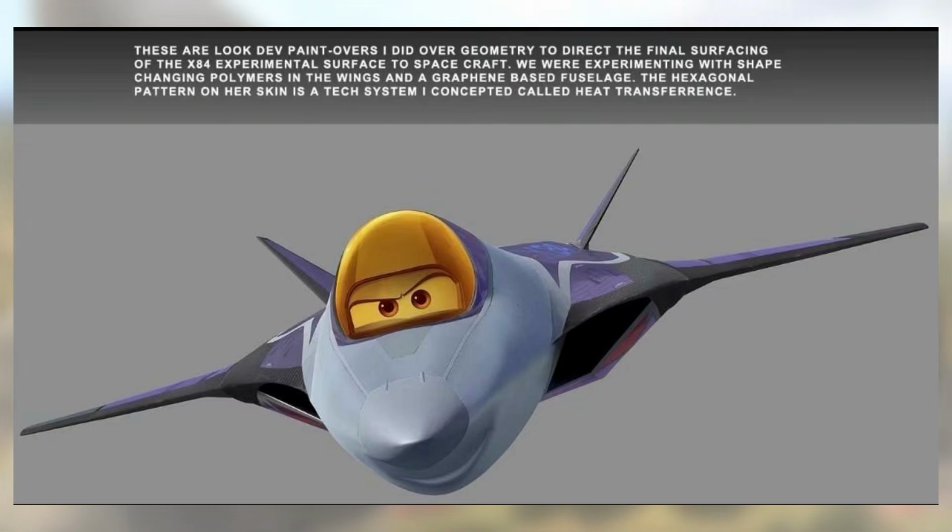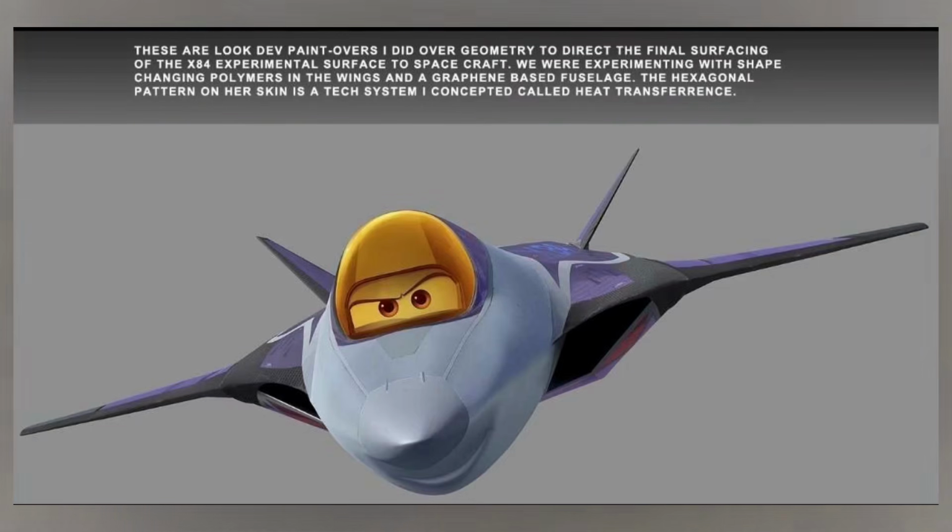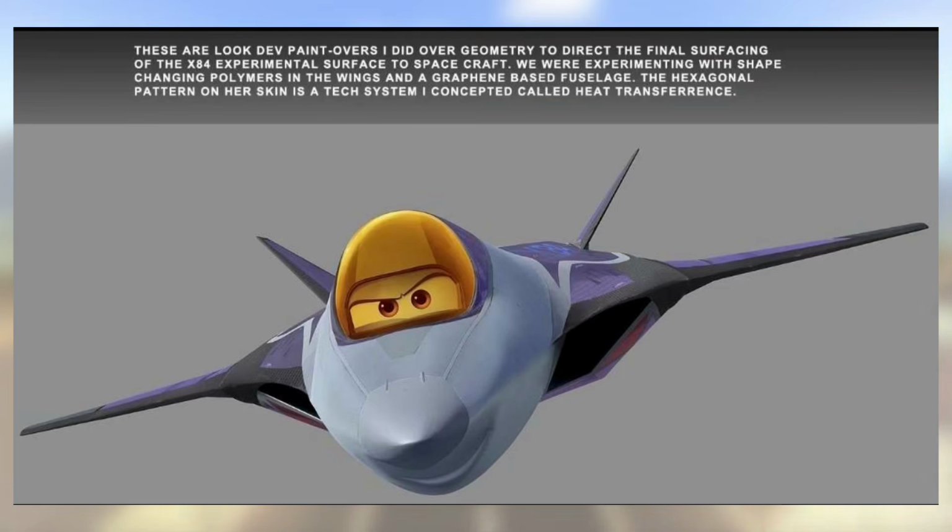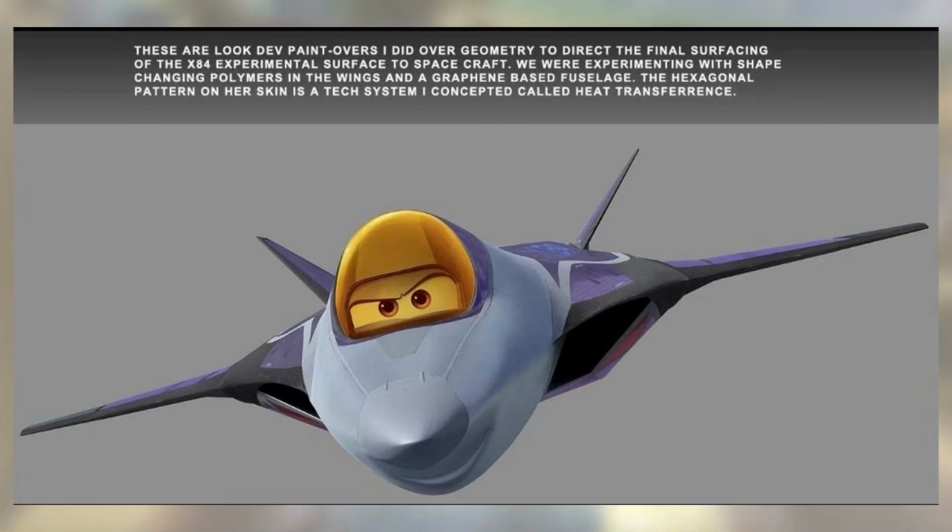These are look dev paint overs I did over geometry to direct the final surfacing of the X-84 experimental surface to spacecraft. We were experimenting with shape-changing polymers in the wings and a graphene-based fuselage. The hexagonal pattern on our skin is a tech system I concepted called heat transference.